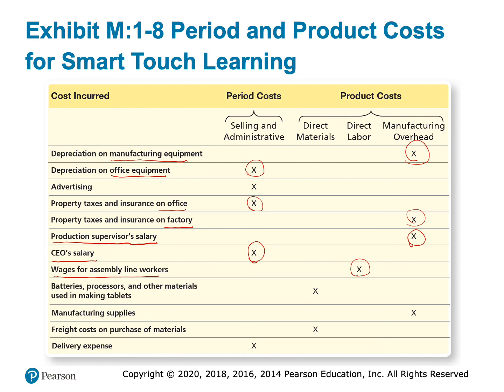When we look down here, freight on the purchase of materials, so that's shipping costs that we had to pay when we ordered our materials. That's a product cost, part of direct materials. But delivery expense, delivery implies a selling function. So that's a period cost. So it really matters where the cost occurs.